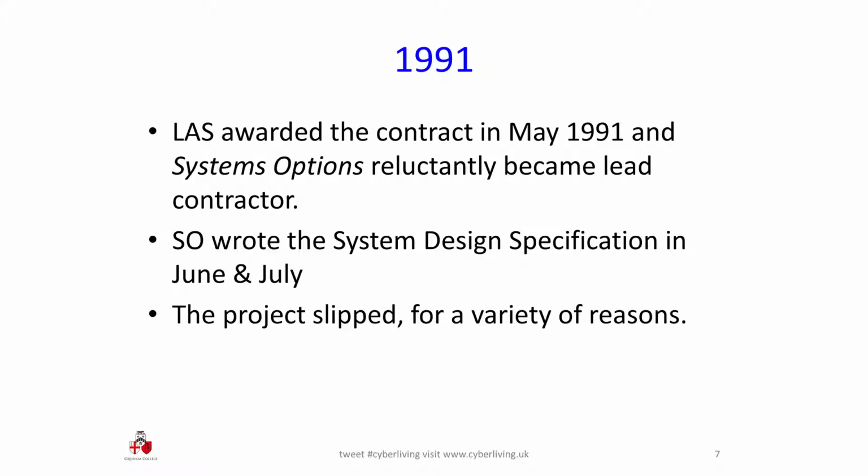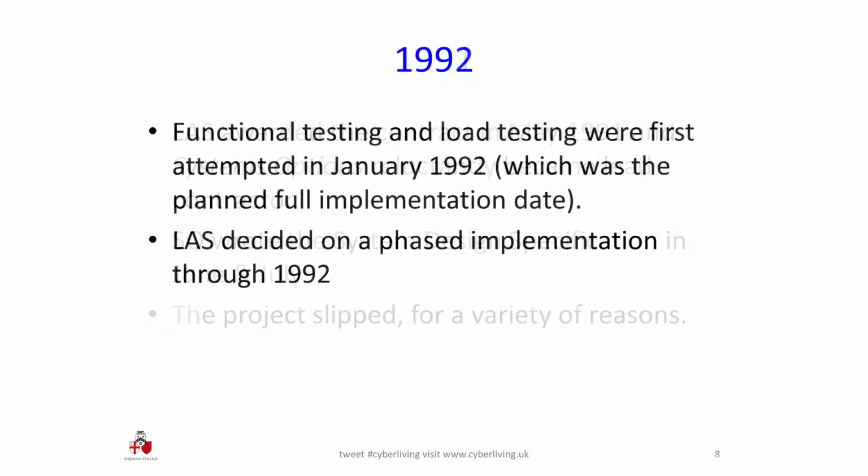Not surprisingly, the project slipped. They had to interface with the existing communications hardware from the previous contract. The specifications were late being delivered. The software that Systems Options was writing turned out to take them longer than they'd forecast, of course, and so that caused things to slip. And they didn't get round to even trying to do any functional or load testing until January 1992, which was intended to be the full implementation date, of course.